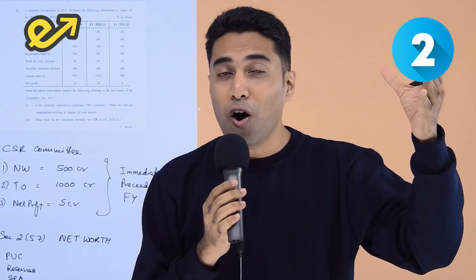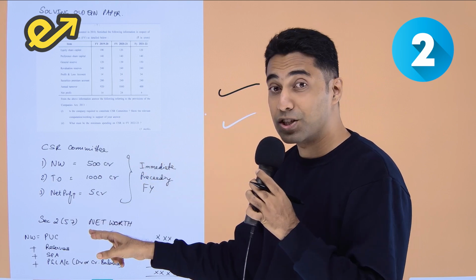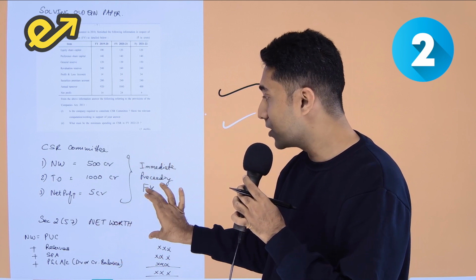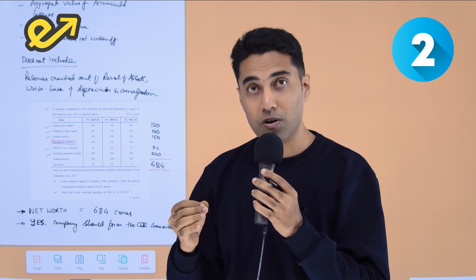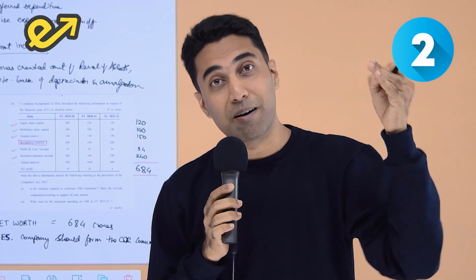See, when you start solving the answer for one question, a lot of the syllabus you're actually revising. For example, in the CSR, we understood what is CSR committee. We understood what is section 2 subsection 57, which is the concept of net worth. Further, when we were solving this question, we understood many things about what is turnover, what is net profit. So indirectly, we were revising many other chapters in the Companies Act.